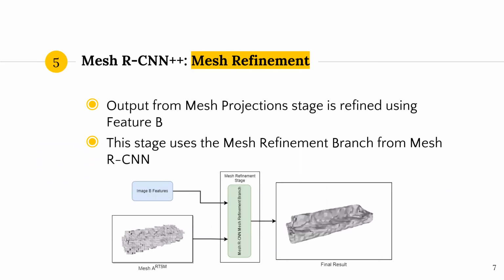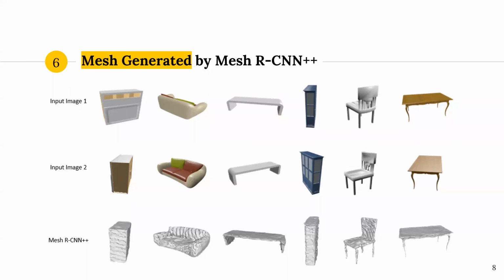The final stage of Mesh RCNN++ is mesh refinement, where the output of mesh projection stage, mesh ARTSM, is refined using the features extracted from image B. Mesh refinement stage uses the mesh refinement branch from Mesh RCNN. Here are some meshes generated by Mesh RCNN++. The first two rows consist of the images being fed into Mesh RCNN++, and the last row consists of images of the 3D mesh generated.